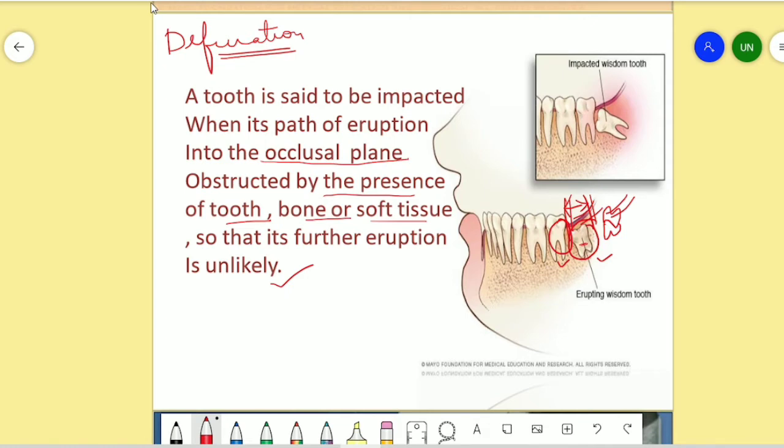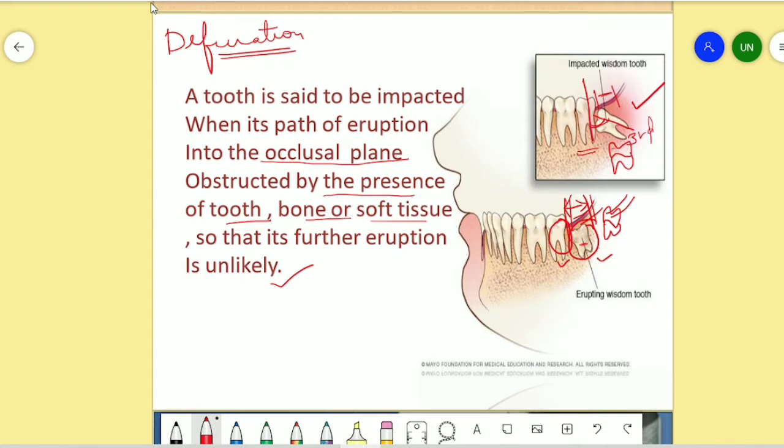You can see here, this is the third molar, this is the second molar. This is the path of eruption of the normal mandibular third molar. But here the tooth is angulated. This is the angulation. So the eruption of the third molar is obstructed by the second molar, that is the tooth, and also the tissue and also the bone. Hence, it is an impacted tooth.